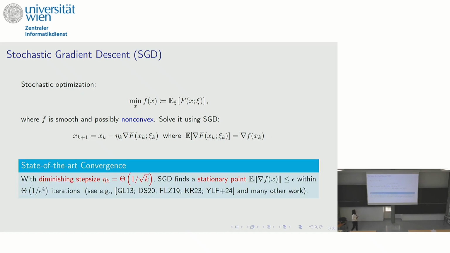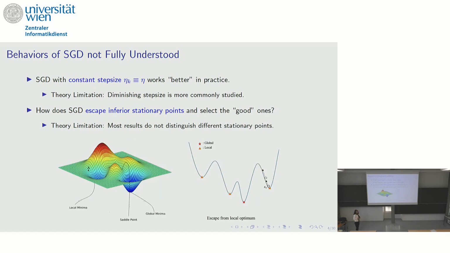Of course, a lot of existing research has already established many non-asymptotic complexity analyses for stochastic gradient descent under diminishing step size for how it will converge to a stationary point. There are lots of really excellent work out there. However, I claim that there is a very wide gap between the theory we have established and the practice.